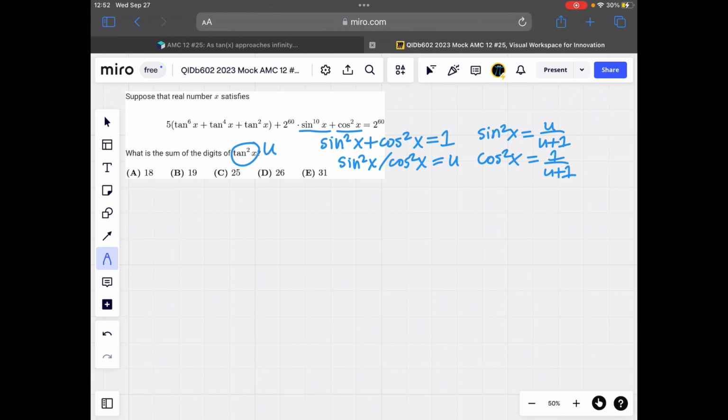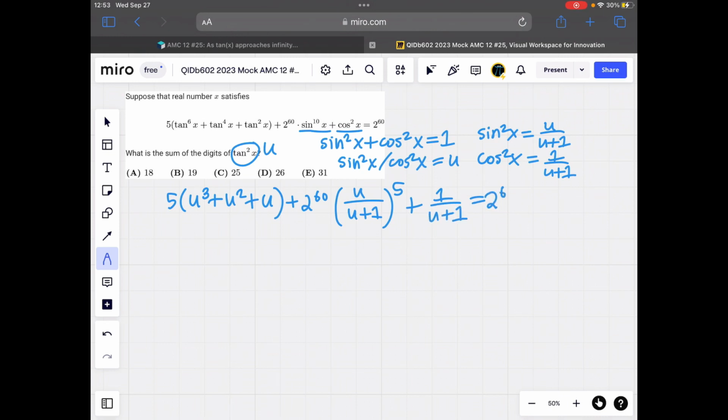So now we can write the entire equation in terms of u. We have 5 times u cubed plus u squared plus u plus 2 to the 60 times sine to the 10th x, which is sine squared x to the 5th, and that's u over u plus 1 to the 5th, plus cosine squared x, which is 1 over u plus 1, and that's equal to 2 to the 60. We would like to solve this equation for u.